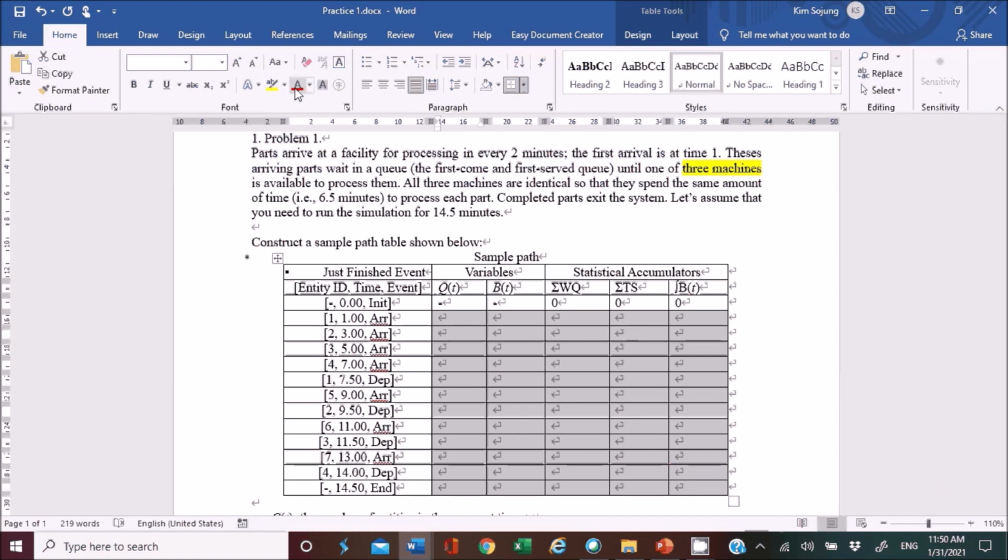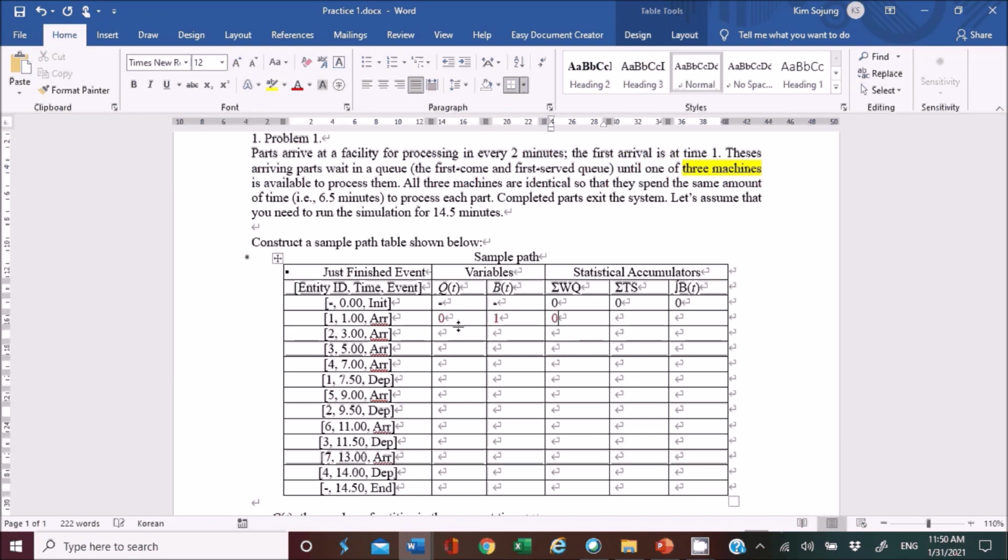Okay, let's solve this problem together. Hopefully you already solved the entire one. Complete the entire table, I guess. So there is the first event, which is an arrival event, at time 1, as you know. So the first entity enters the system at time 1, right? So BT value becomes 1, right? Because there are no entities in the server. So the server has a capacity of 3, right?